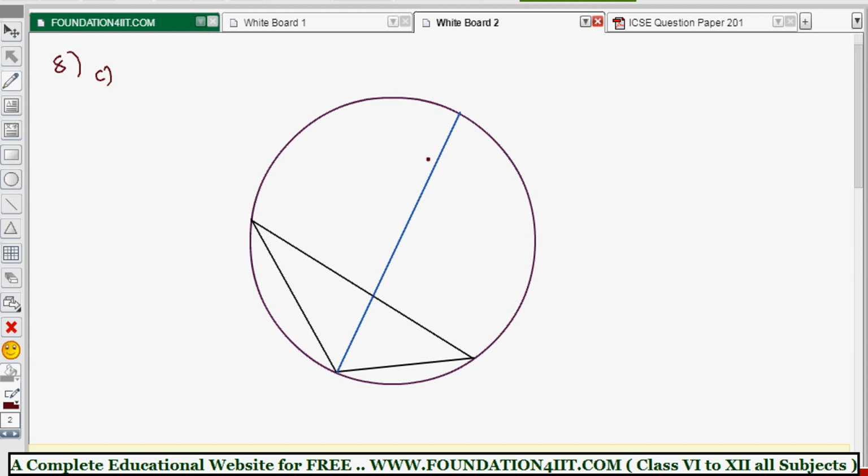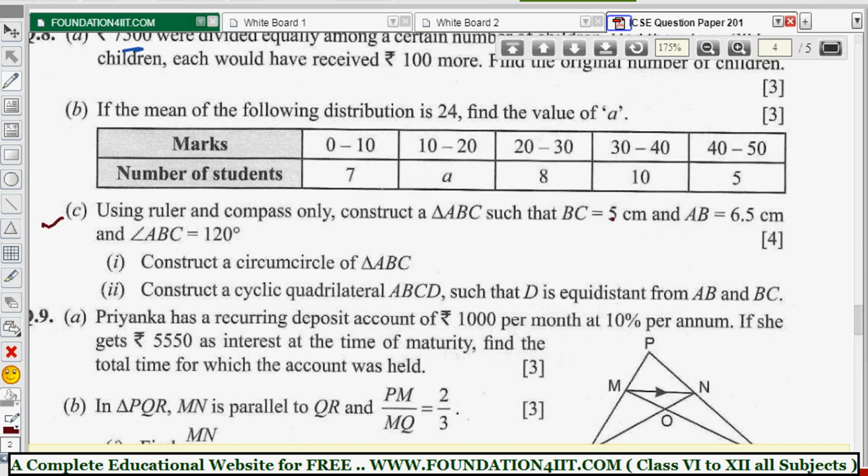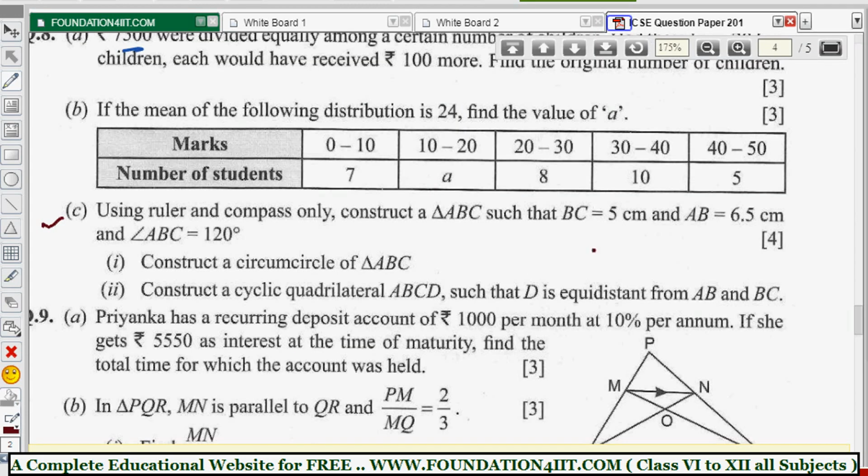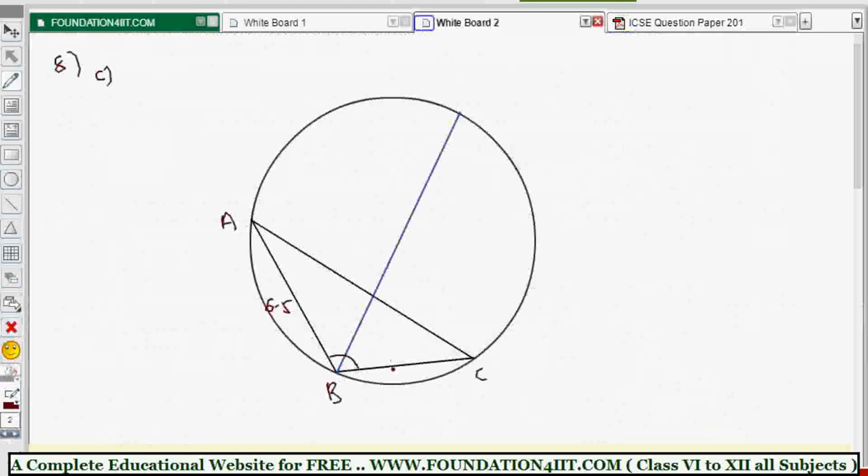So according to the given, first we should construct triangle ABC. That is AB 6.5 centimeters, BC 5 centimeters, and angle B is 120 degrees. That's given. So 120 degrees you construct here. First the AB line segment, then 120 degrees, and extend this line to 5 centimeters.